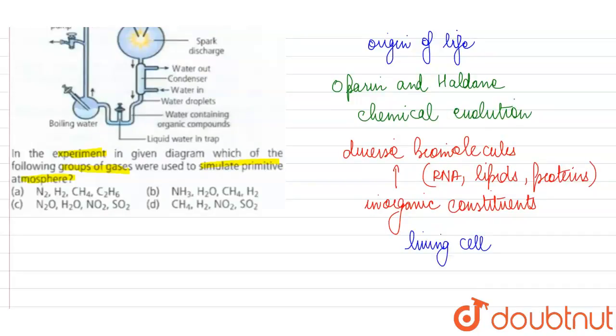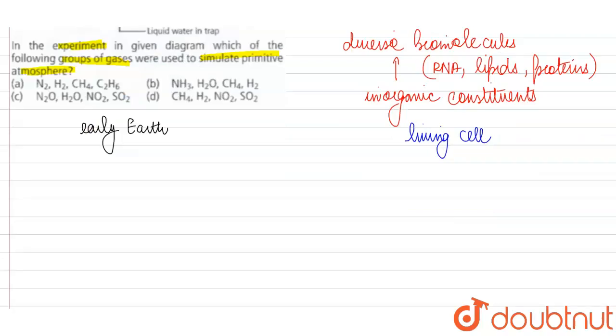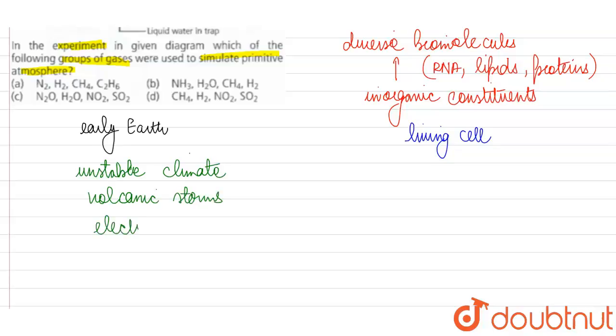living cell. So, Oparin and Haldane said that these events took place on the primitive Earth or on the early Earth, because the conditions on early Earth before life evolved were very different from how they are now. On the primitive Earth, the climatic conditions were highly unstable, which means that it was common to see phenomena such as volcanic storms. There was a lot of thunder, lightning, electric discharge, and even the composition of the atmosphere at that time was different.